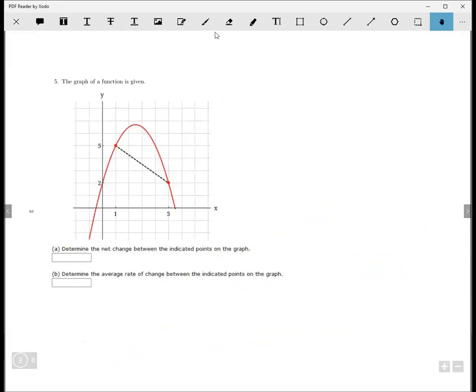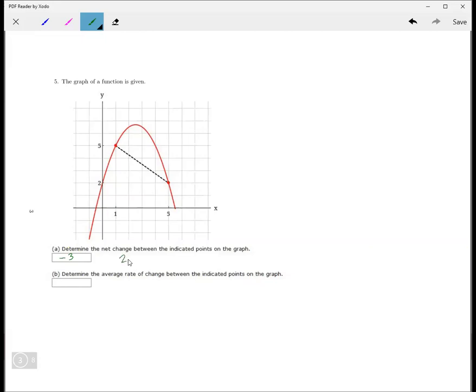So number 5. Determine the net change between the indicated points on the graph. So there's this point and that point. And here, the y value was 5 to start out with, but then the y value went down to 2 to end up with. So the net change is -3. Okay, so that's 2 minus 5, or -3. Okay, or f of 5 minus f of 1, which was 2 minus 5, or negative 3.